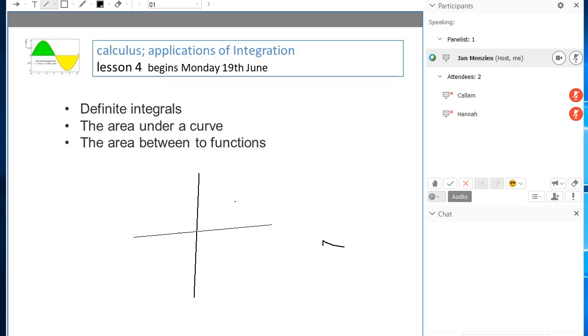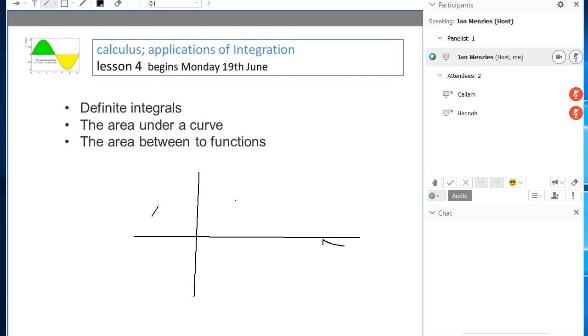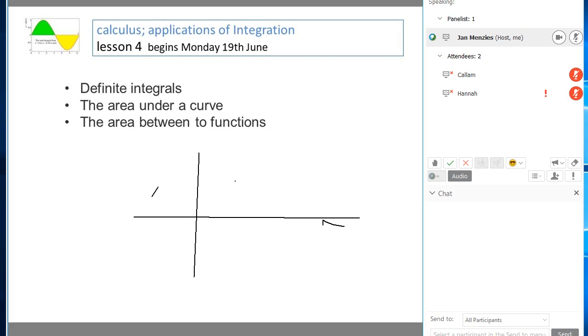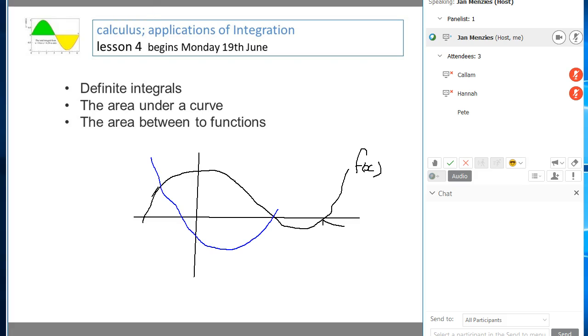If you've got the area between two functions, let's call this function f of x, and this function g of x, and we want the area between f of x and g of x. We want this area here.